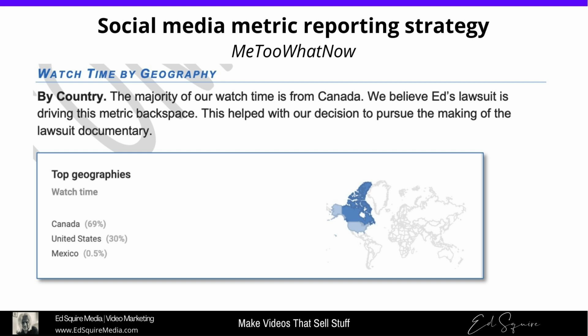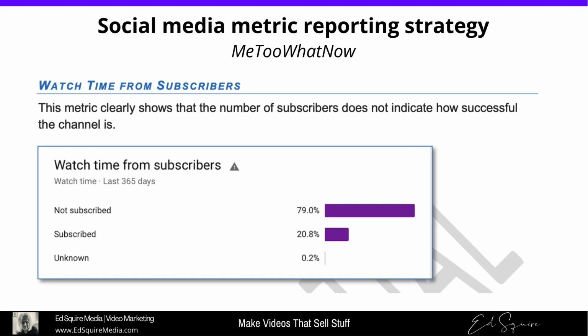Of course, watch time by geography was interesting. It gives you information on what's happening. And at the time, I had 69% Canada, 30% United States, 0.5% in Mexico. And then what is the watch time by subscribers? I'm just going to go through this quickly.